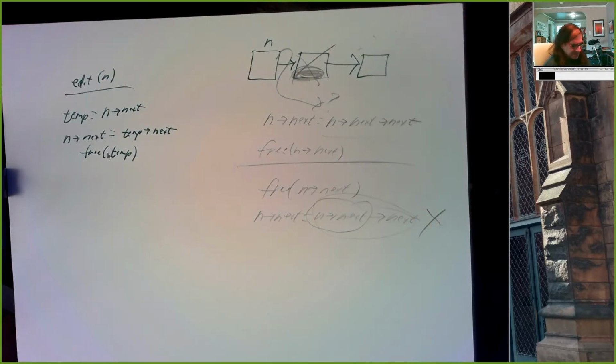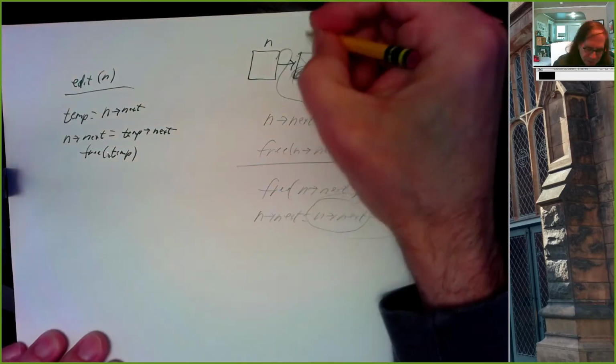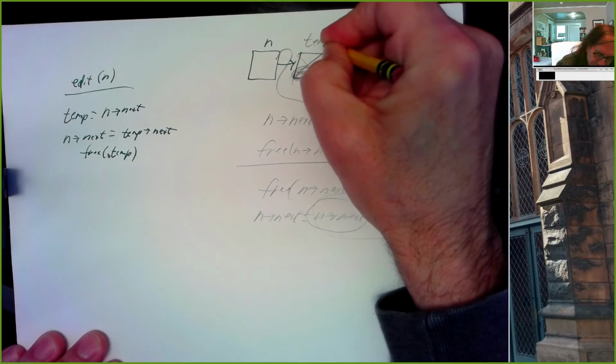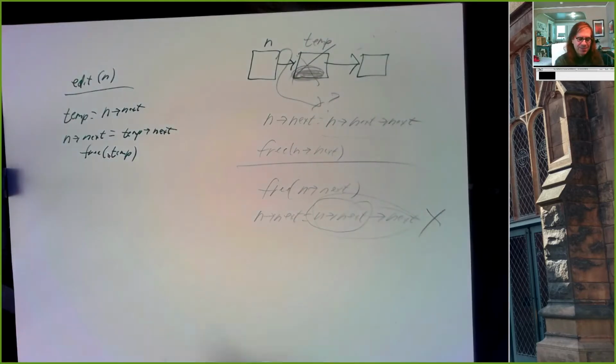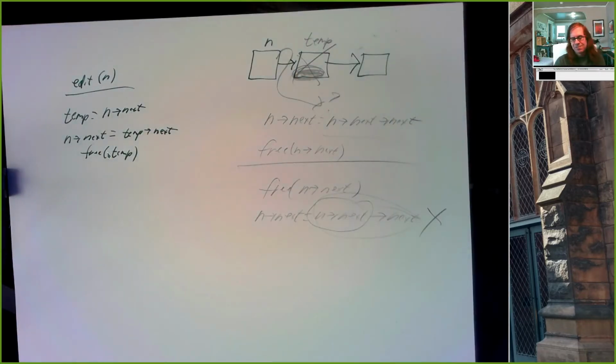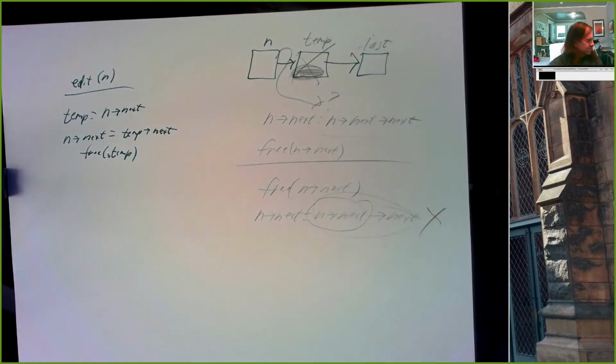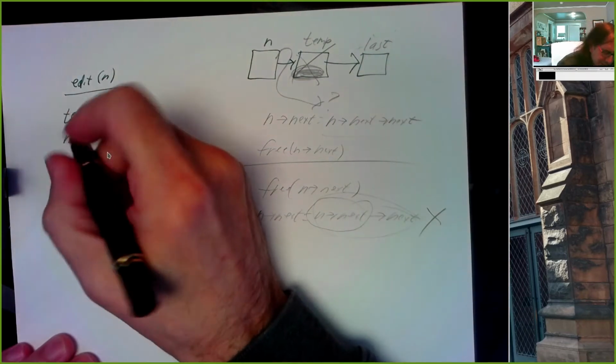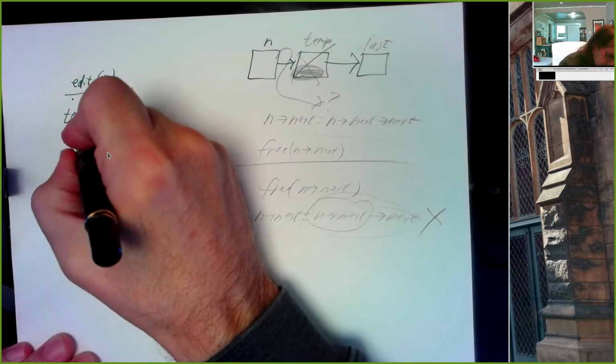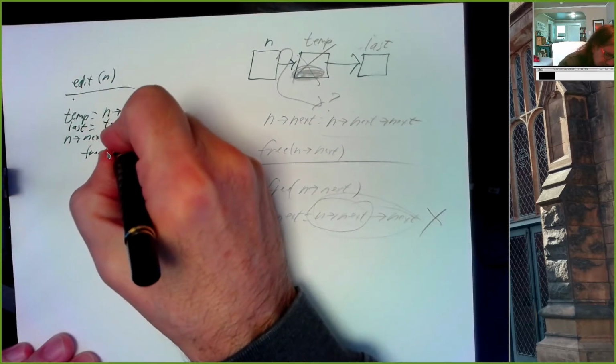So a lot of times when you're deleting, you kind of have to use temporaries. But I like using temporaries anyway. Even if you could write your code without it, go ahead and give these things names. Set temp equal to n next. And maybe go ahead and set last equals temp next.